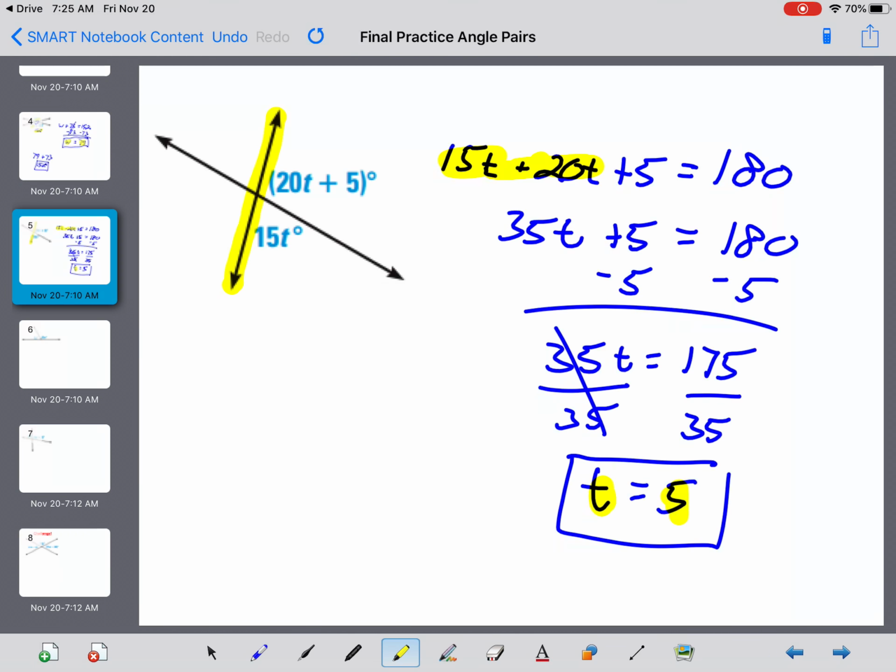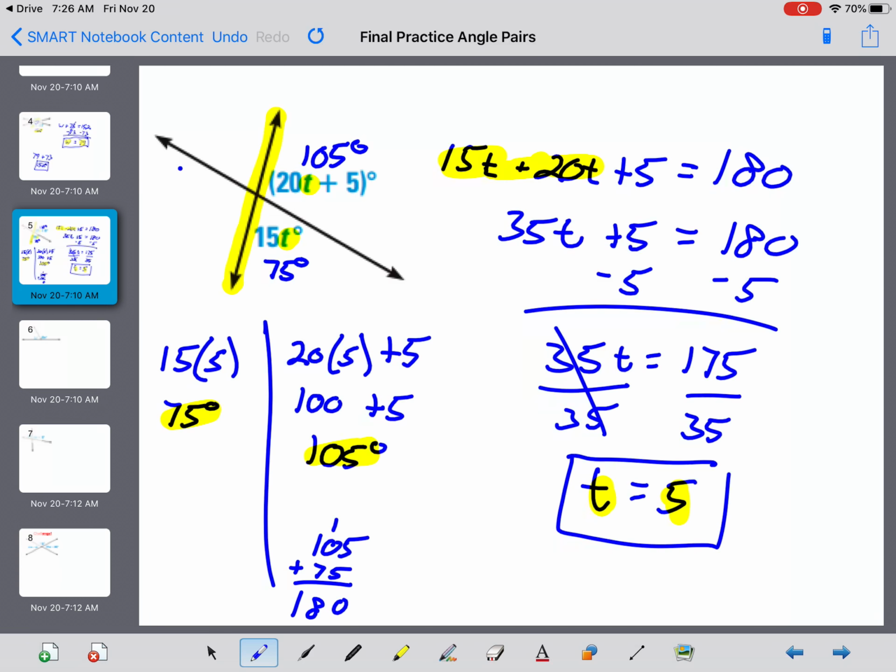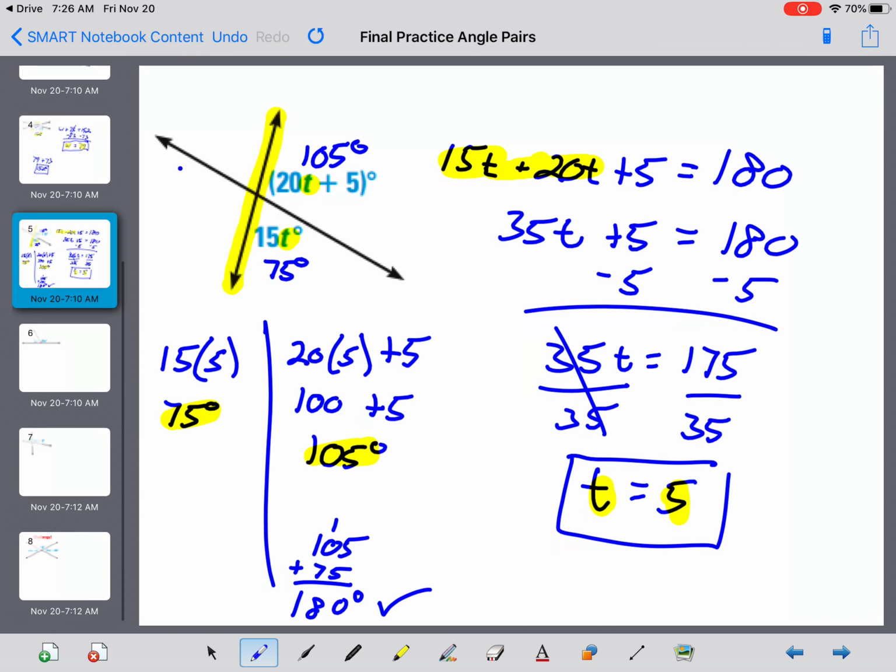Okay, now we need to plug that value of 5 into our angles here to find out their degree. The first one is 15 times 5, and 15 times 5 is 75 degrees. And the next one is 20 times 5 plus 5. Well, 20 times 5 is 100, and 100 plus 5 is 105 degrees. Okay, and we know this works because 105 and 75 makes 180 degrees, so it checks out.